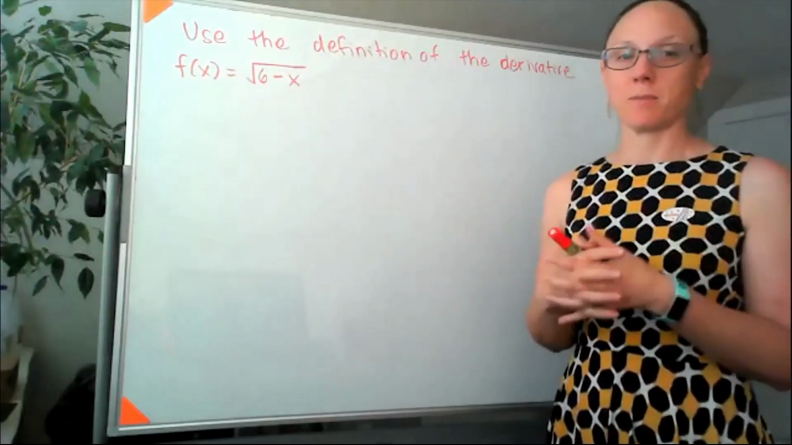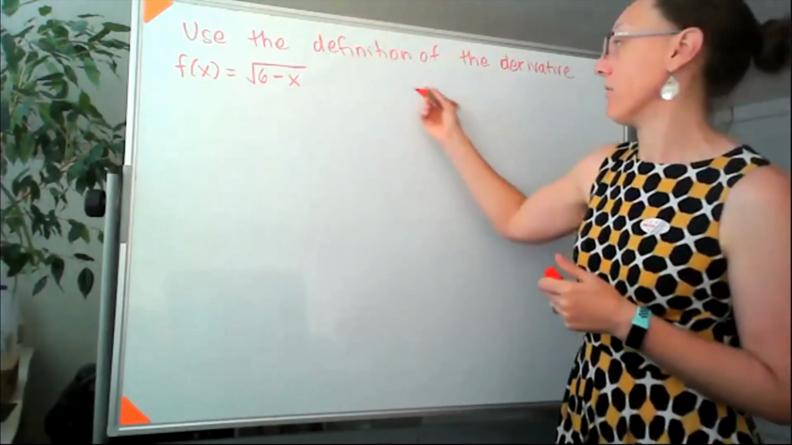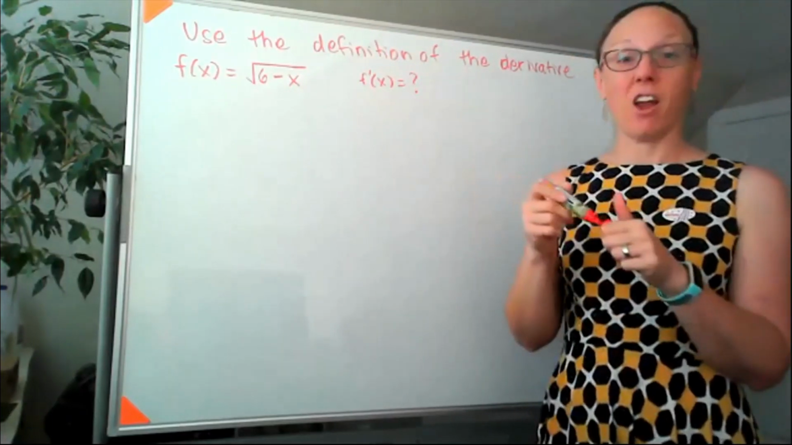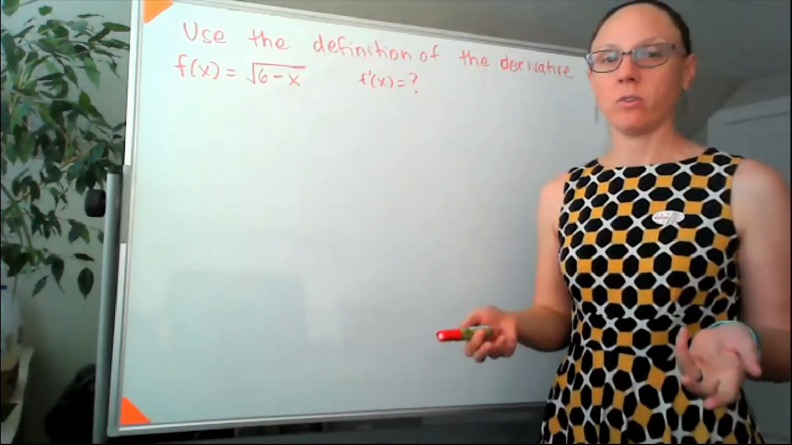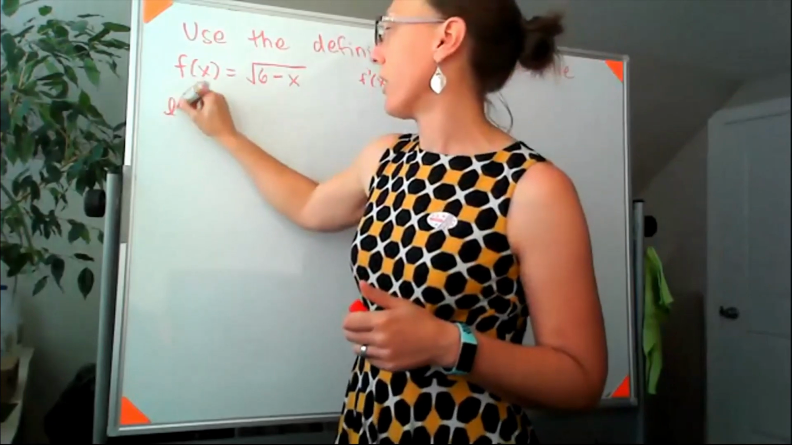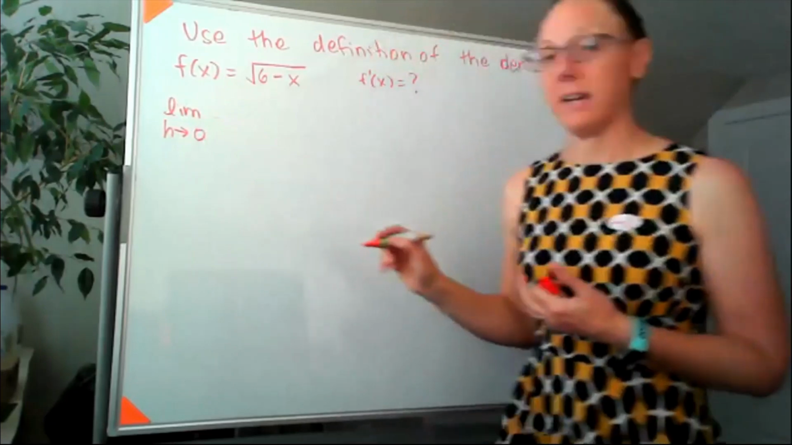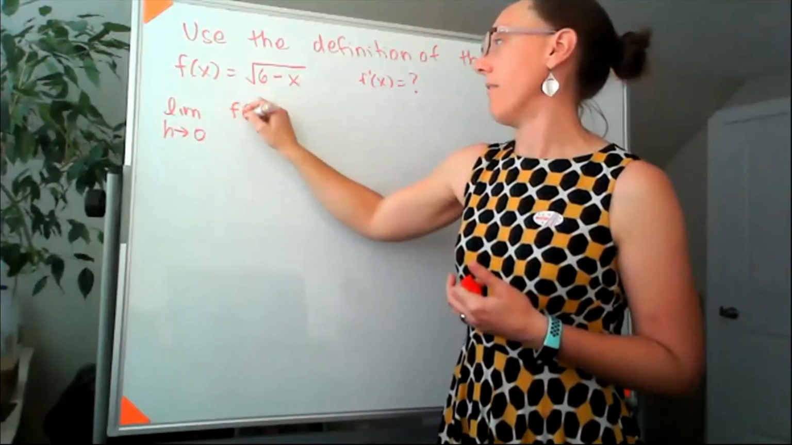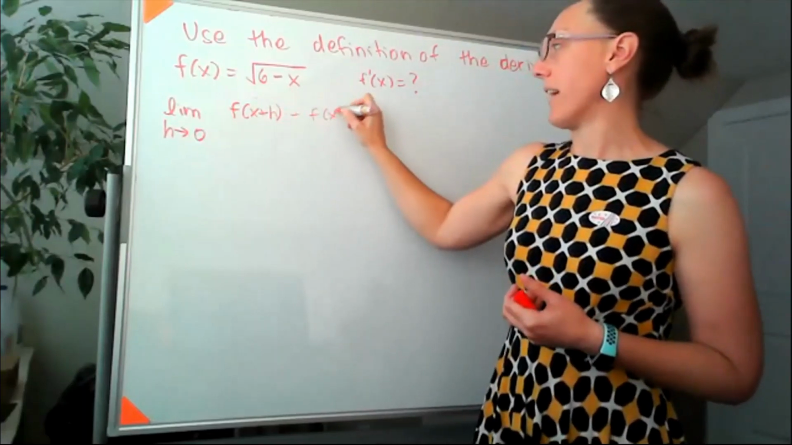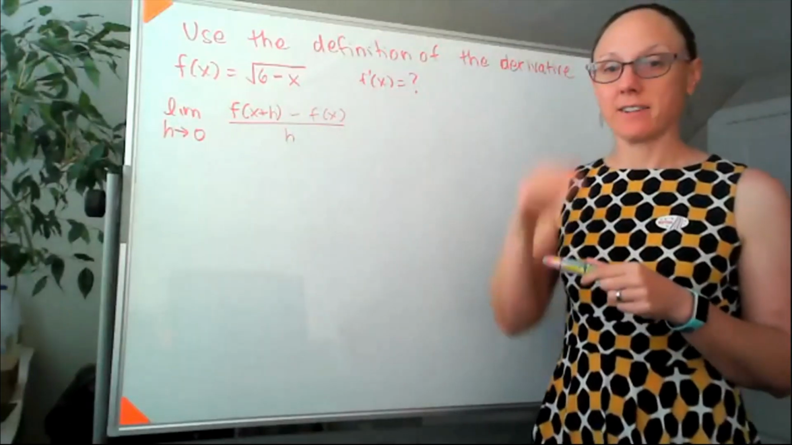Is the square root of 6 minus x. And we're going to use the definition of the derivative to find f prime of x. So here I have not given us a specific x value, which means that when we do that limit definition of the derivative, we're going to use that original part, the limit as h approaches 0 of f of x plus h minus f of x all over h. And we won't have a value to plug in for x.